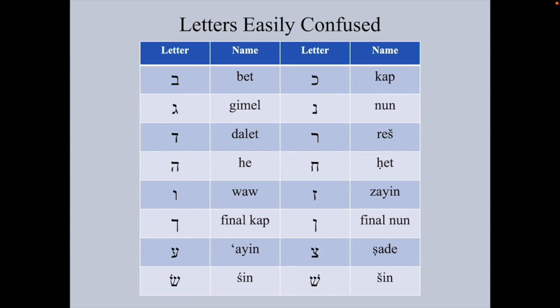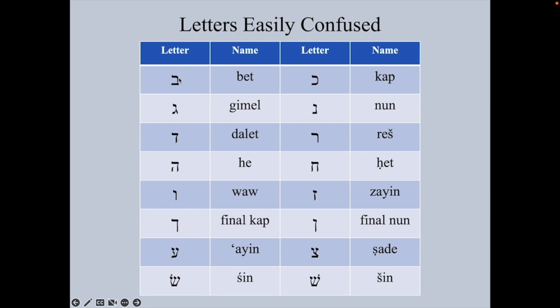There are a number of letters in the Hebrew alphabet that can be easily confused, especially as you are learning how to read. I want to point out some of the differences between these easily confused letters so that you can keep your eye open. Notice the bet and the kaf look very similar.